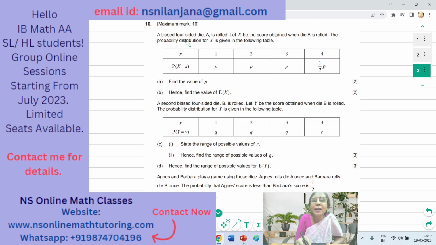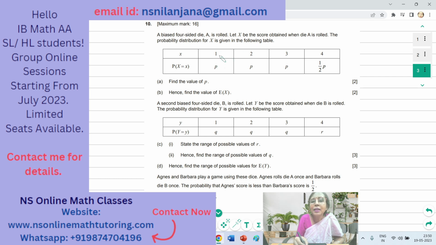Question number 10. It contains 16 marks. A biased four-sided dice A is rolled. Let X be the score obtained when dice A is rolled. The probability distribution for X is given in the following table.